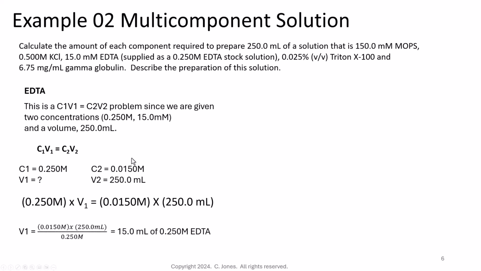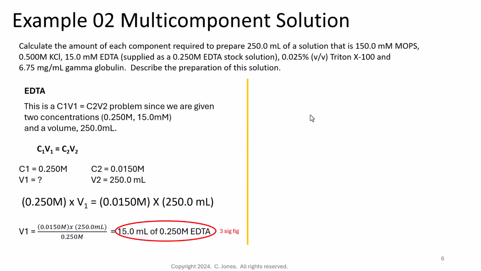So solving for the initial volume V1, divide both sides by 0.250 molar, and we get 15.0 milliliters of EDTA. And look, we have 4 significant figures for the volume, 3 for the stock solution, and 3 for the working solution, that is the concentration we want to prepare. So our answer should have 3 significant figures. 15.0 mLs of 0.250 molar EDTA, right? Put in a final volume of 250 mLs.